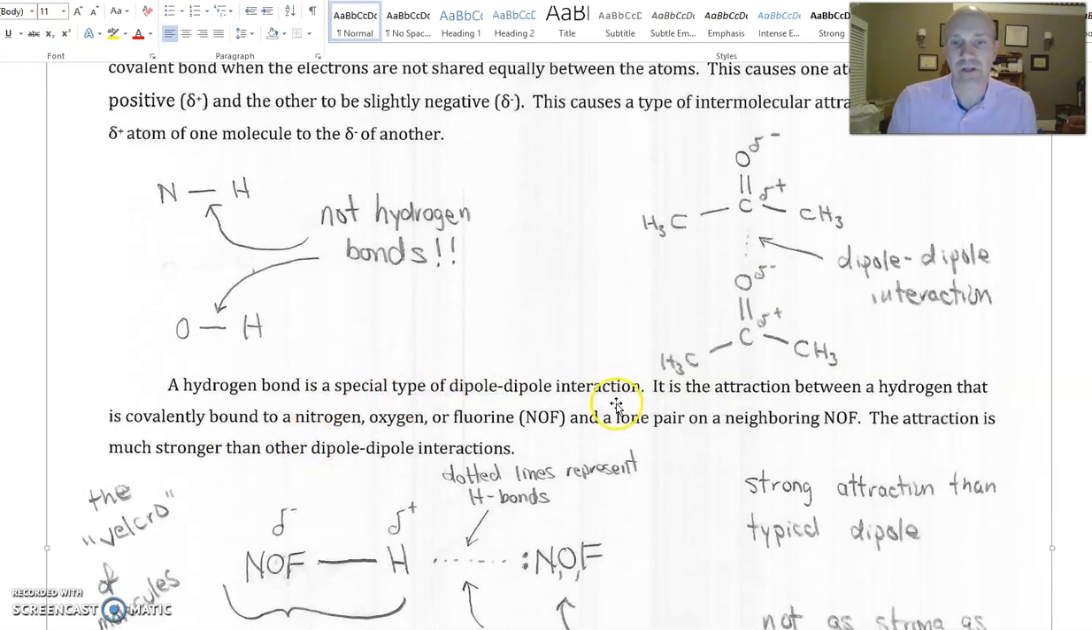Well, it is an attraction. This is going to sound kind of technical at first, but we'll go over it. It's an attraction between a hydrogen that is covalently bound to a nitrogen, oxygen, or fluorine, which I'm going to abbreviate as NOF, and a lone pair on a neighboring nitrogen, oxygen, or fluorine.